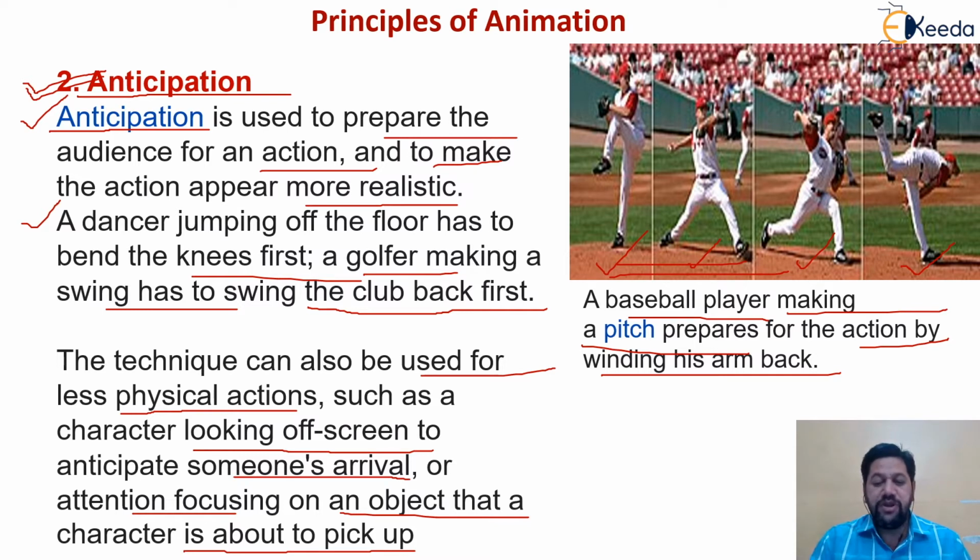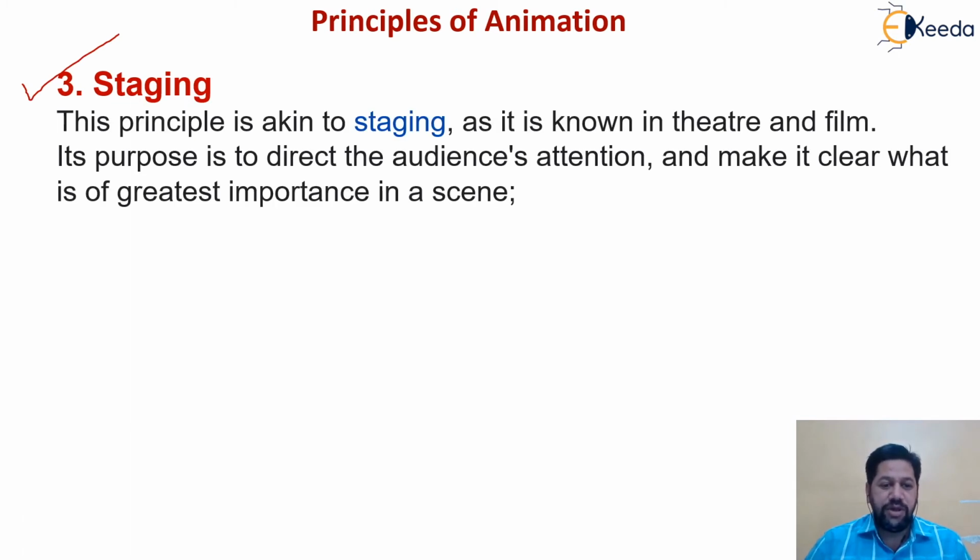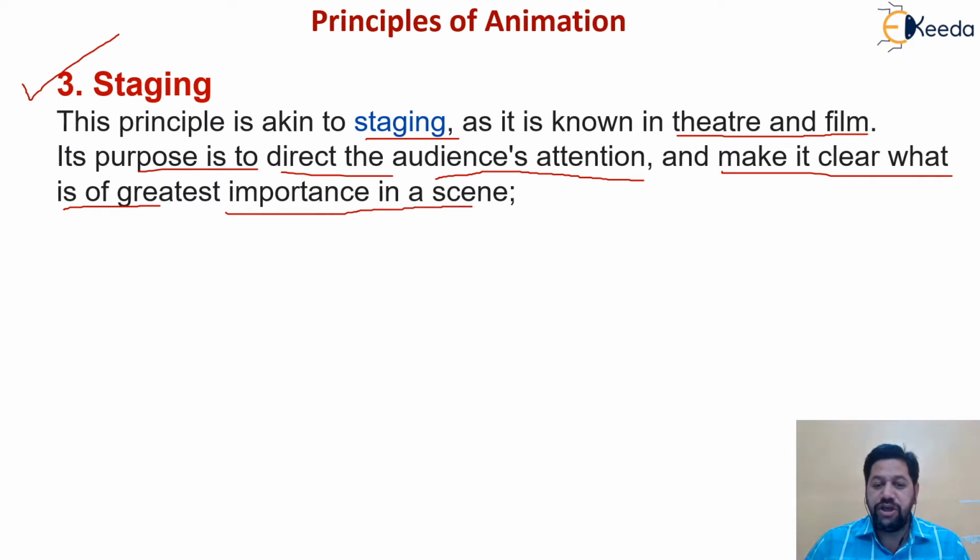Okay, let us move to the next principle that we are going to learn. The third principle that we have is staging. Do you know what is meant by staging? This principle is akin to staging as it is known in the theater and film. So this word comes from the theater and the film. What is its purpose? Its purpose is to direct the audience's attention and make it clear what is of the greatest importance in a scene. That is called staging.